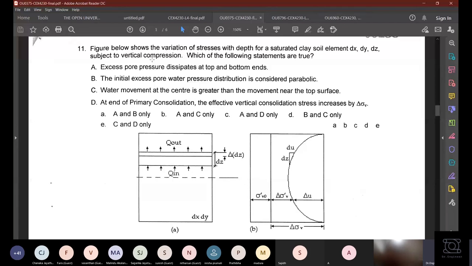Water movement at the center is greater than the movement near the top surface. So, no, right? It's an even movement. At the end of primary consolidation, the effective vertical consolidation stress increases by delta sigma V. I think that is also wrong, because there is still another portion, secondary consolidation and all, right? So A and B are absolutely correct. I think both old syllabus and new syllabus people have this diagram in their book. It's based on consolidation theory, Terzaghi's theory, right?